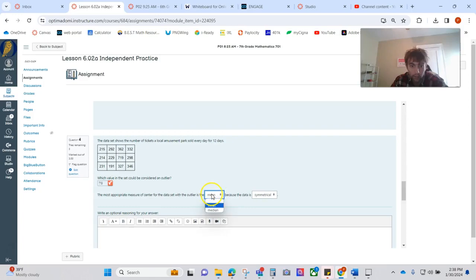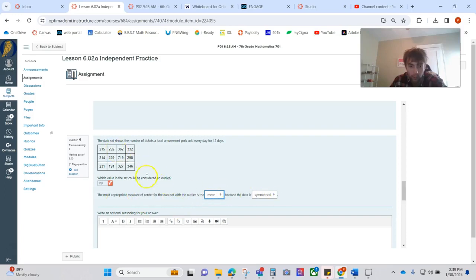If data is symmetrical, then we use mean. Mean is the best measure of center. Finding the average is always the best way to find the typical amount. But if your data is wonky, if there's an outlier, if your data is skewed to one side or the other, like if all the numbers were low, then we'd use mean or median.